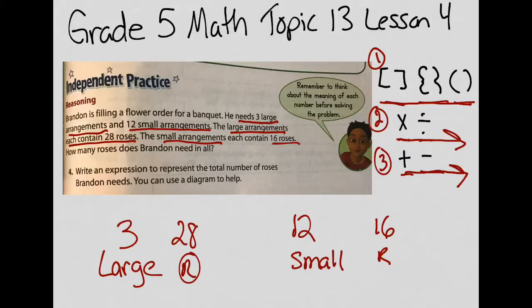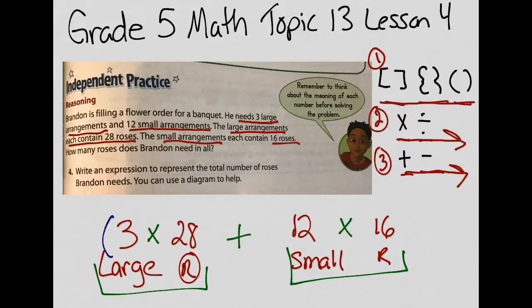Okay, so to find the total number of roses in my large arrangements, I'm going to use multiplication because 3 times 28 is going to give me the total number of roses in those large arrangements. Same thing with 12 times 16. I'm going to multiply 12 small arrangements by 16 roses in each arrangement. Now, because I want the total in all, I'm going to add these two numbers together. But by order of operations, I have to make some groupings here to make it hold true with the problem.